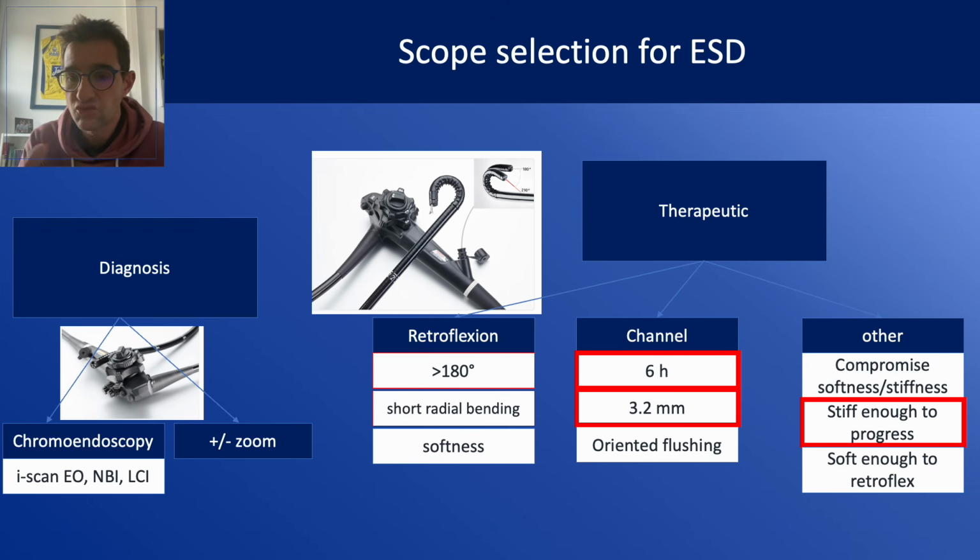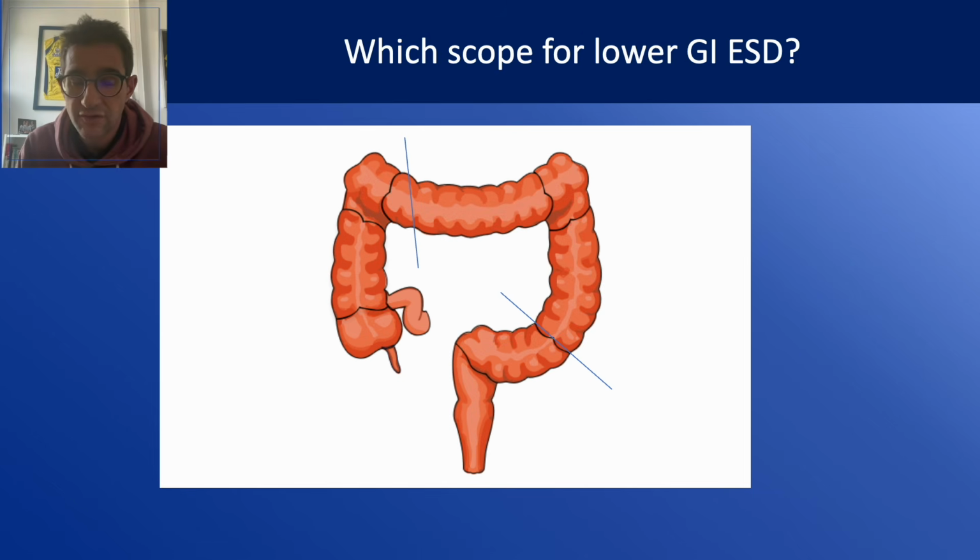Sometimes you will have to choose a compromise between softness and stiffness, with adaptive rigidity, for example, in order to have a scope which is able to go in the right colon without looping, with good maneuverability, because maneuverability is probably more important in the right colon than retroflexion power. Therefore, you should choose the compromise to get a good maneuverability in the right colon, even if your retroflexion power is a little less than with a therapeutic scope.